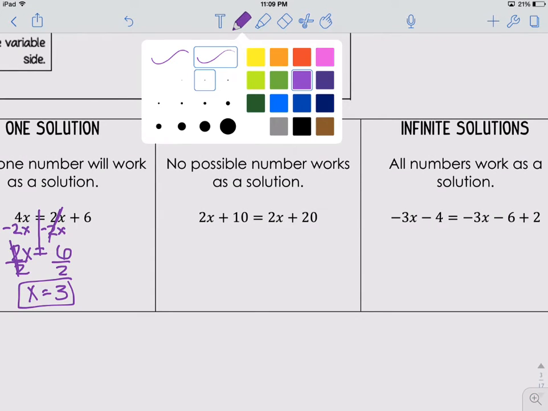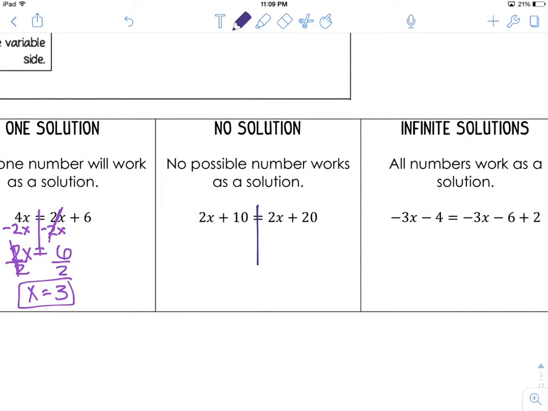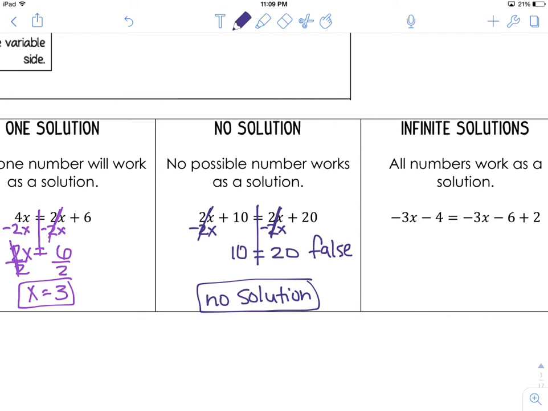Let's work the next one. Letters to the left. 2 minus 2 is 0. 2 minus 2 is 0. And you're left with 10 equals 20. This is false, which is why it's called a no solution. It doesn't matter what number you substitute in, it will never be a true statement.